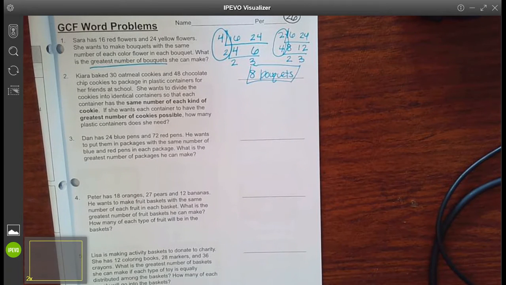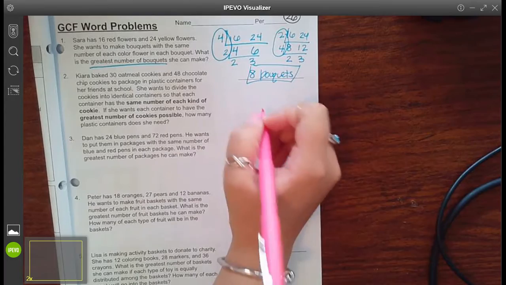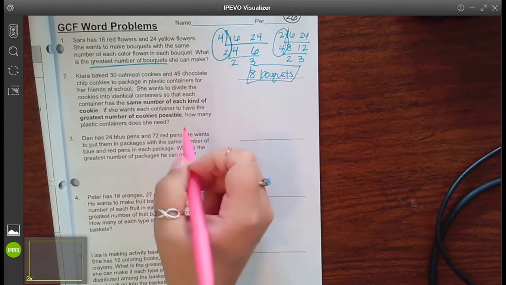All right, so let's go ahead and take a look at our next one. It says Kira baked 30 oatmeal cookies and 48 chocolate chip cookies to package in plastic containers for her friends at school. She wants to divide the cookies into identical containers so that each container has the same number of each kind of cookie. If she wants each container to have the greatest number of cookies possible, how many plastic containers does she need? Okay, so again, this is a GCF problem, right?